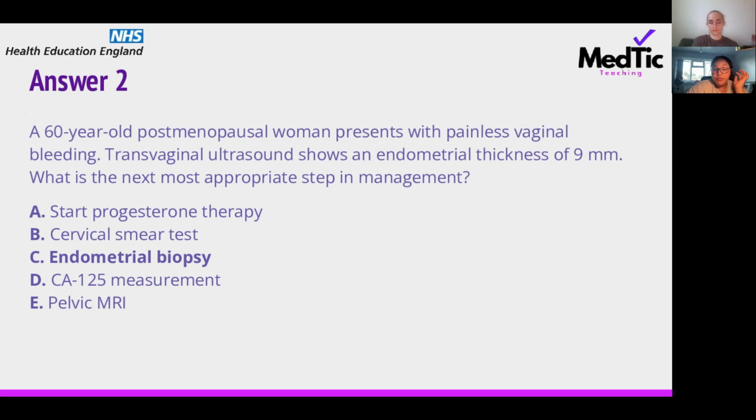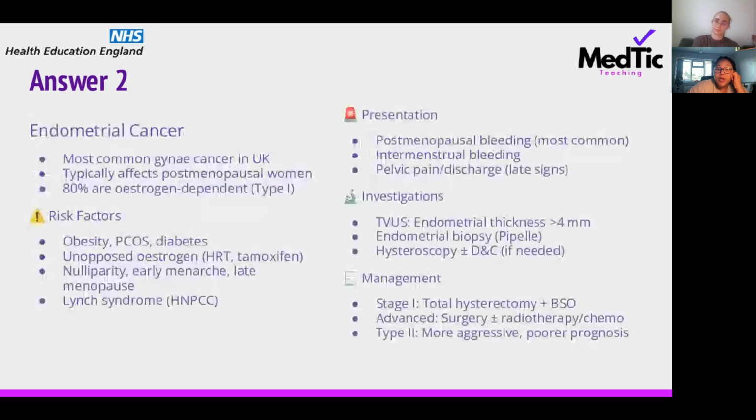So generally, if there's a thickness of around 6 millimeters or more, that's when we're looking to biopsy the endometrium. Endometrial cancer is the most common gynae cancer in the UK. It typically affects postmenopausal women.